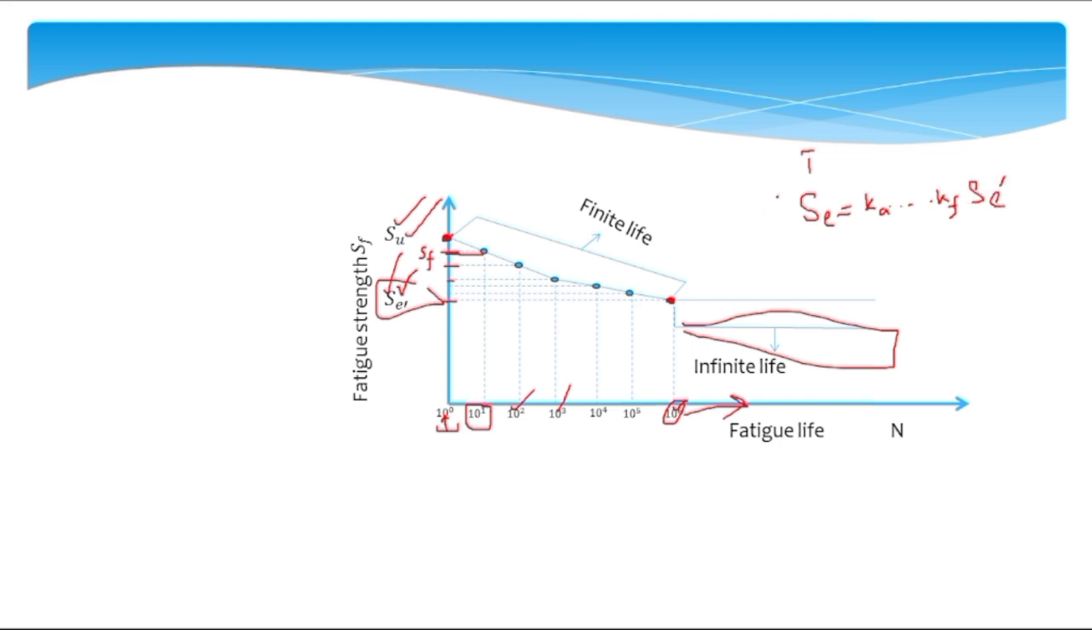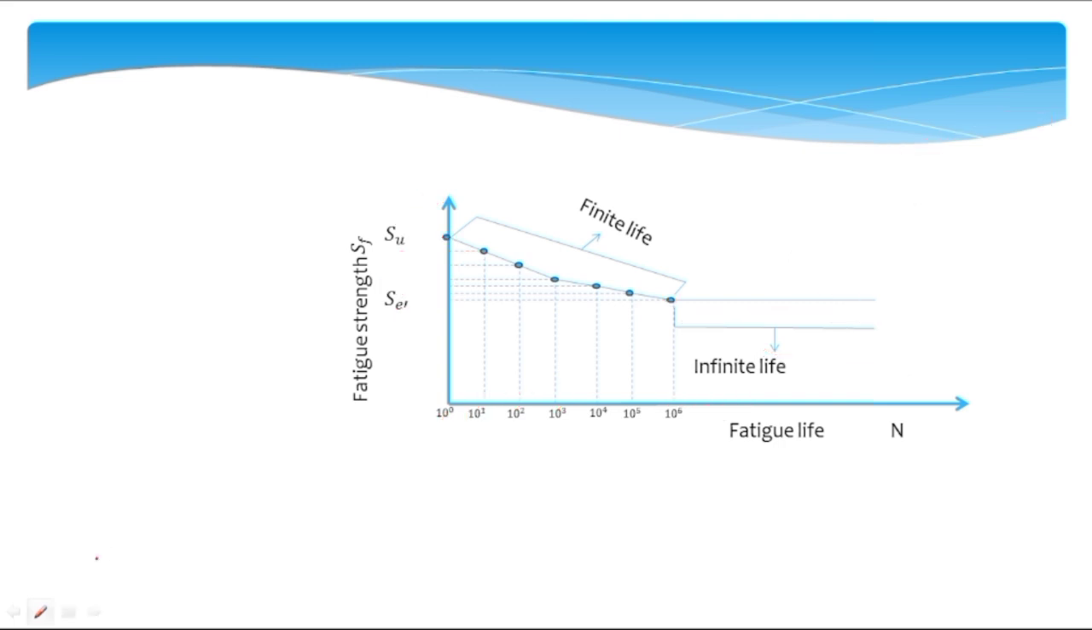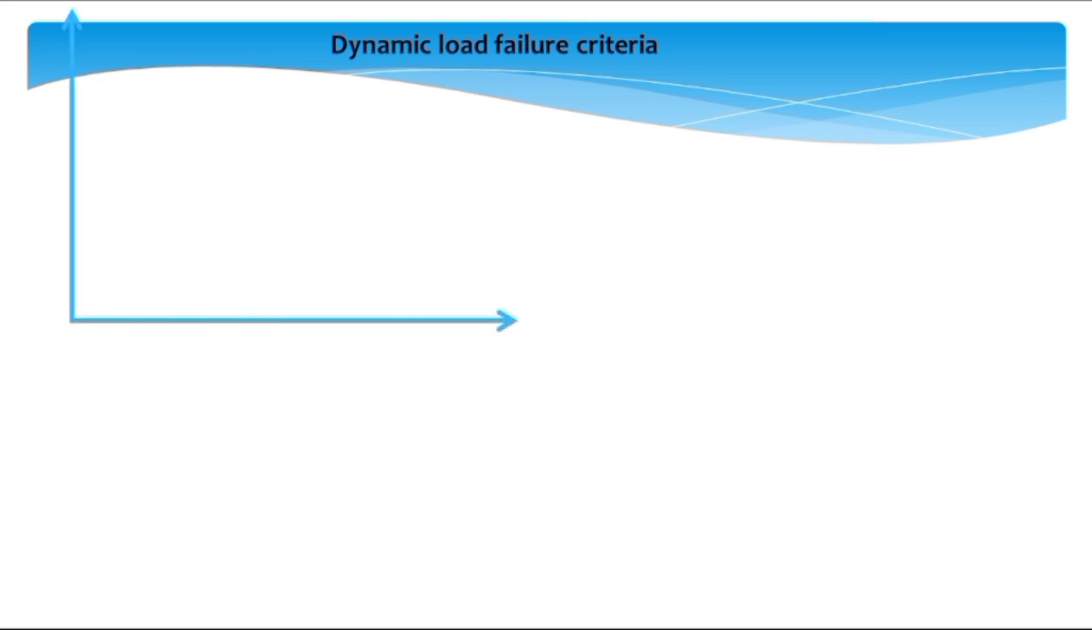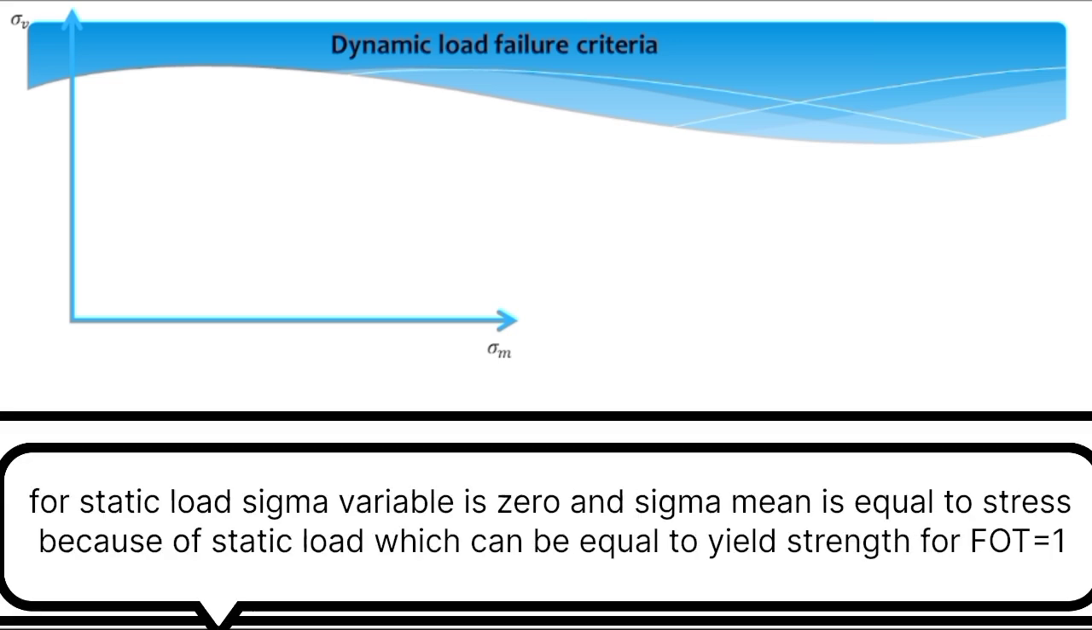So then you will have to use this formula. Since we have talked about it, let's discuss different failure criteria for the dynamic load as well. Let's take sigma mean on the x-axis and sigma variable or alternating on the y-axis. And as you know, ductile material will fail for the static load at yield point, and it will fail at endurance limit when there is variability in the load.